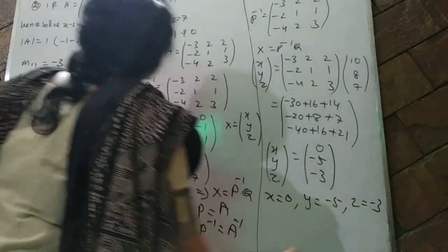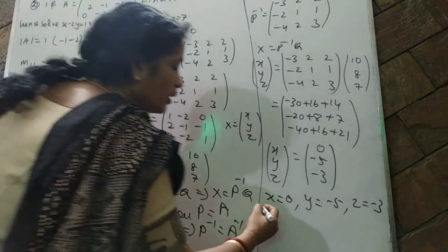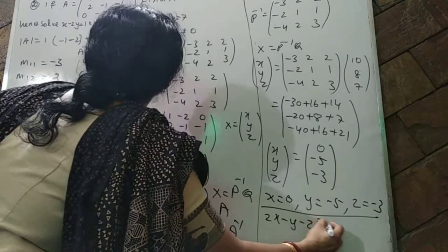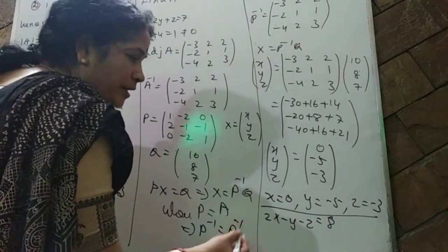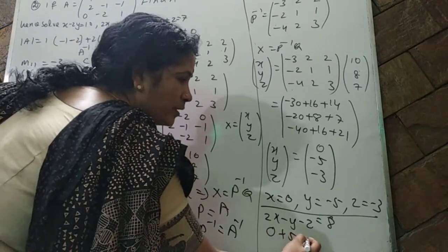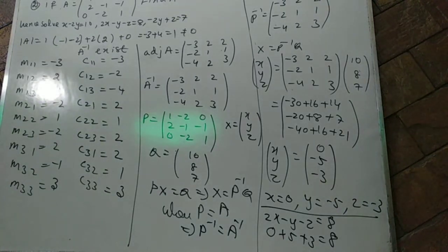Now substitute in any one equation that contains 3 variables. So I am taking this equation where 2x minus y minus z equal to, we should get 8. Now let us check. So 2 into 0, 0, plus 5 and then plus 3, we are getting 8. LHS equal to RHS. Are you clear?